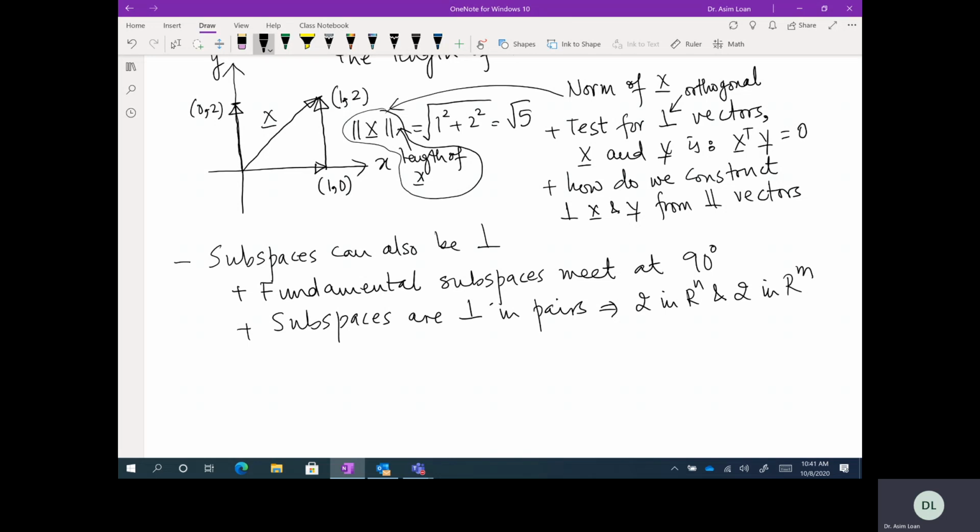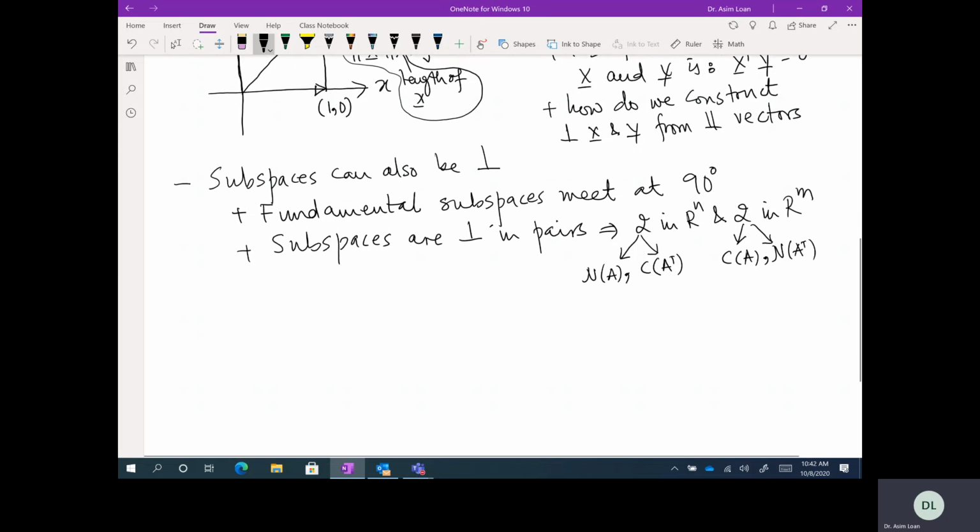And hopefully we know what the two subspaces in Rn are. The two subspaces in Rn are the null space of A and the row space of A. And the two in Rm are the column space of A and the left null space of A. So we'll have an alternative definition for the solution of Ax equals b once we show that these two subspaces are orthogonal to each other.